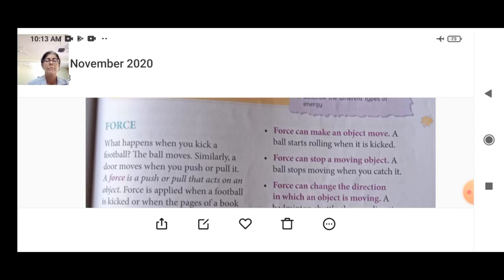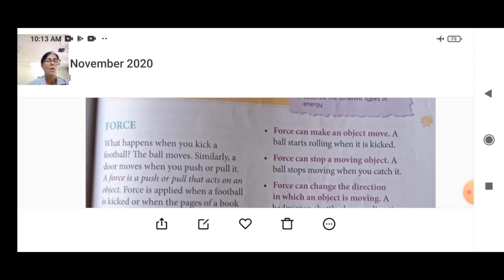For example, if we lift a glass of water, or if we lift a pen or pencil, if we write, or if we turn the pages of a book, we apply the force. If we move the door, or if we throw a ball or we catch a ball, we apply the force. Now, what kind of effects are there that we will see?